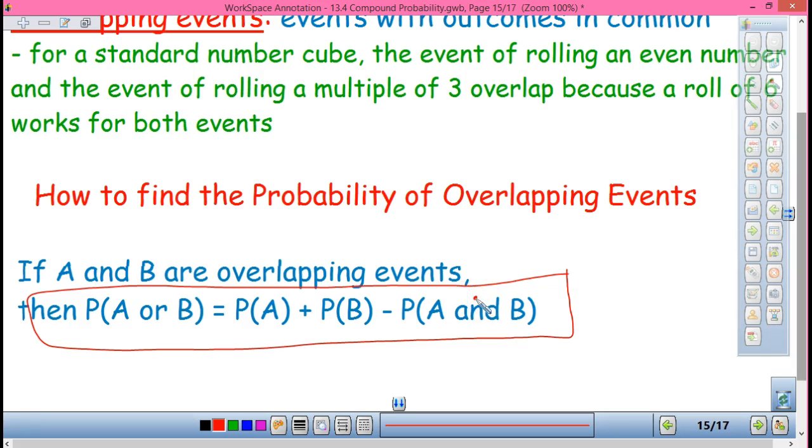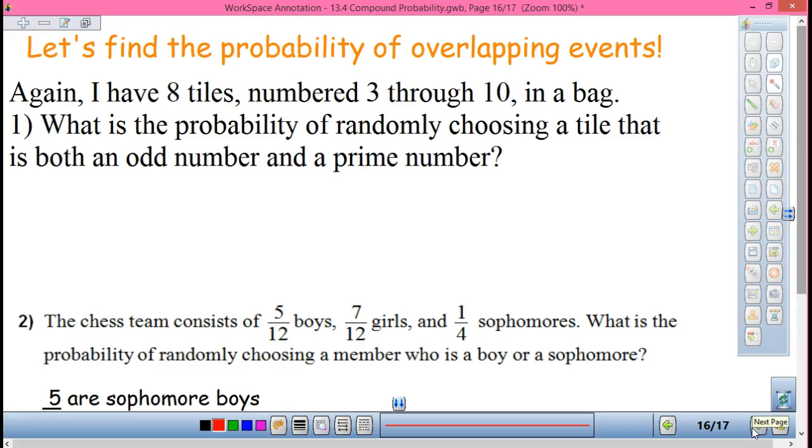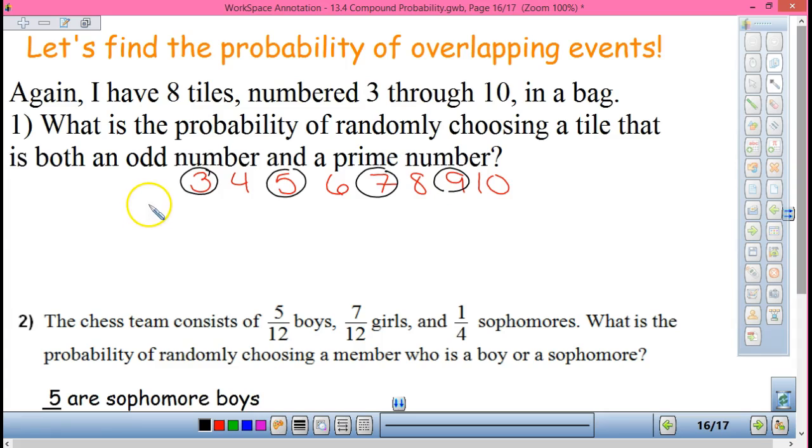Multiply. Okay. So I've got my eight tiles. 3, 4, 5, 6, 7, 8, 9, and 10. So we want both odd and prime. Okay. So where are my odd numbers? 3, 5, 7, 9 are my odd numbers, right? The probability of choosing a 9 or choosing an odd number.